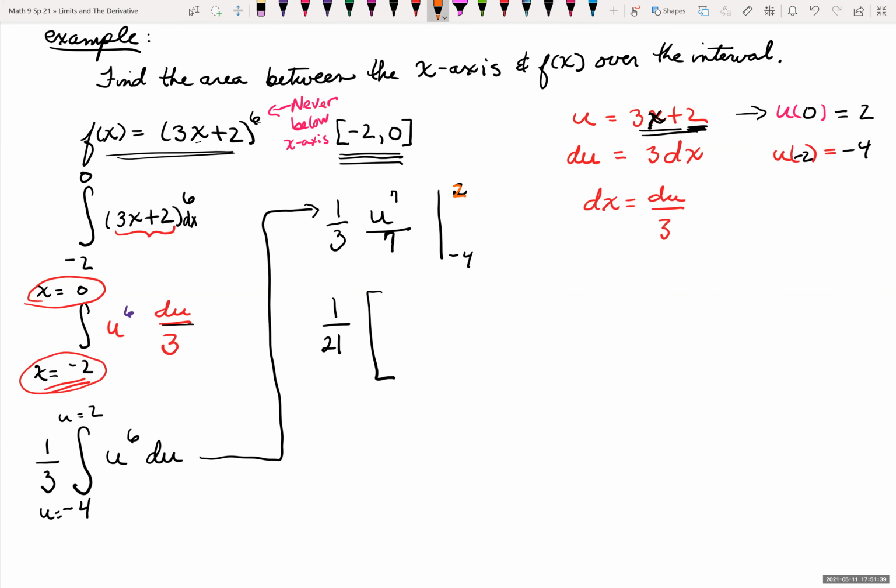Upper bound first, we have 2 raised to the 7th, minus, and then plug in the -4, so we have -4 raised to the 7th. Oops, I already pulled out the 7 and made the 21. So it's just 2 to the 7th minus -4 to the 7th.